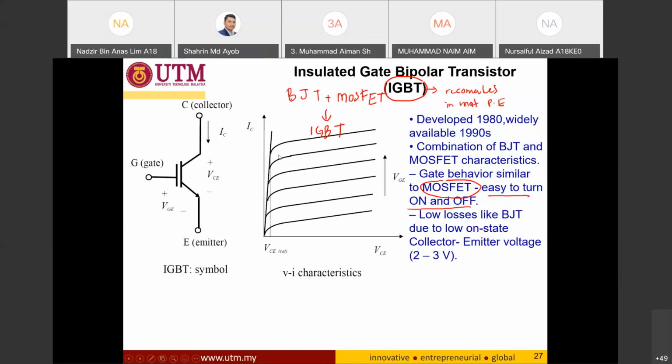And as you can see, this is the IV characteristic. It is controlled by the voltage across VG and E. So this IGBT is also a voltage control device, same like a MOSFET.